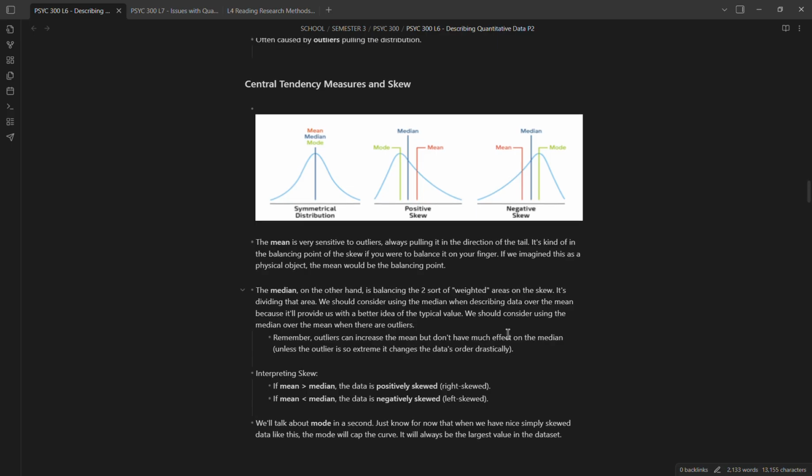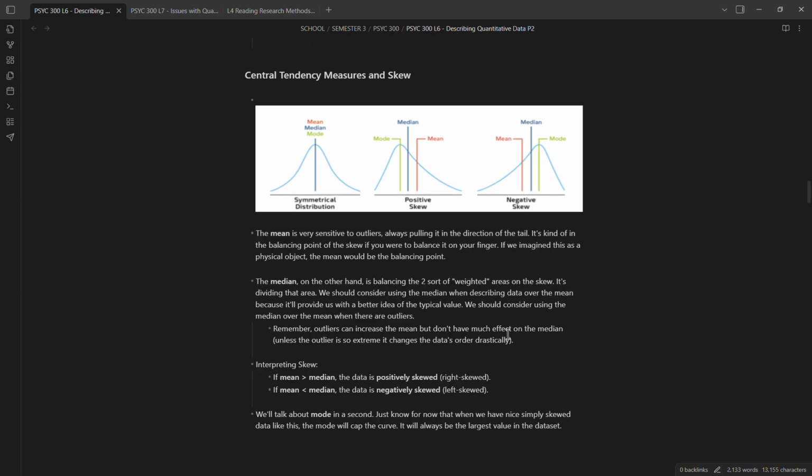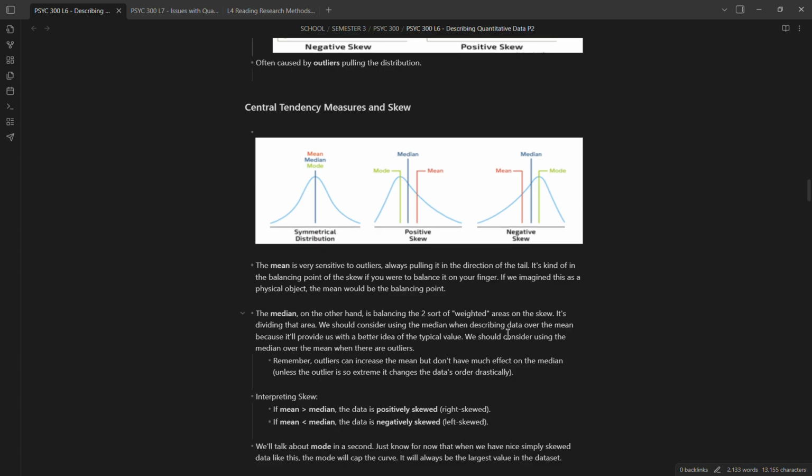We'll talk about mode in a second here, but just know for now that when we have a nicely shaped skew data like this, the mode, like I said, will always cap the curve. It'll be the largest value in the data set, right before the median, kind of on the opposite side of the mean, with the median centering the other two. Very easily displayed here, but the key takeaway is just the positive and the negative skew, and then the mode always capping the curve, the median kind of acting as the balancing point and being a better measure than the mean typically if we want to avoid outliers, if we want to get a sense of the typical value.